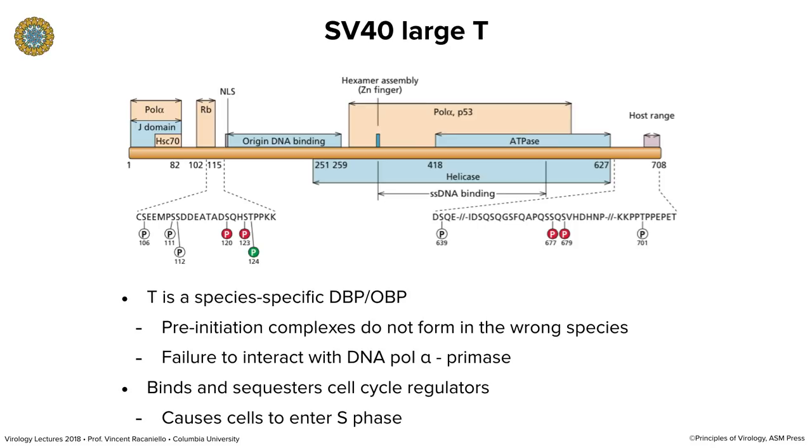These proteins tend to be species specific. There are polyomaviruses that infect only certain kinds of animals, like primates versus rodents and so forth. And it's often due to the sequence of T antigen, because the pre-initiation complexes don't form. If you infect the wrong host, let's take a monkey SV40 and infect a hamster, the T antigen cannot recruit the DNA machinery of the hamster cell. And so that determines species specificity. And it's particularly at this first step, the interaction with the Pol alpha, which involves that domain there.